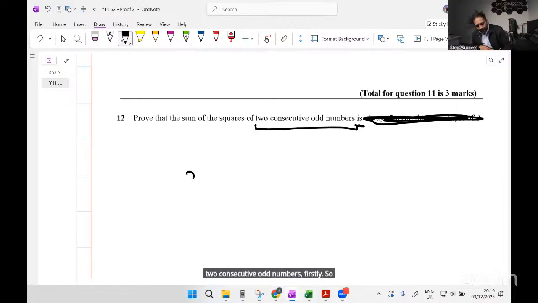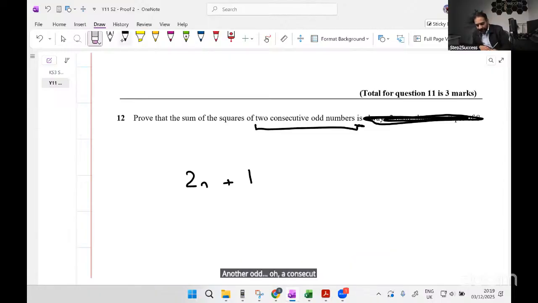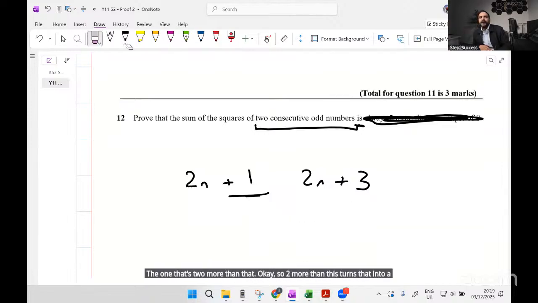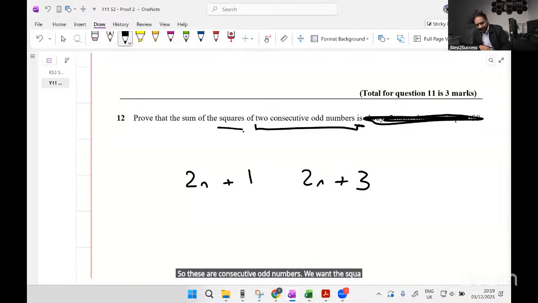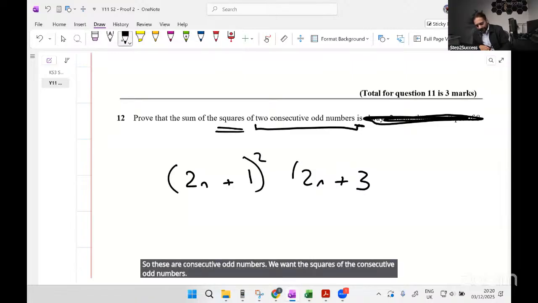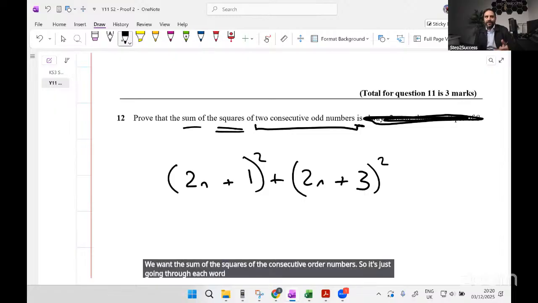So an odd number, as I said earlier, we can show an odd number because it's an even number plus 1. That is an odd number, definitely. A consecutive odd number has to be the one that's 2 more than that. Okay, so 2 more than this turns that into a 3. So these are consecutive odd numbers. We want the squares of the consecutive odd numbers. We want the sum of the squares of the consecutive odd numbers. So it's just going through each word there and gradually making sure that you have satisfied what it says every time.